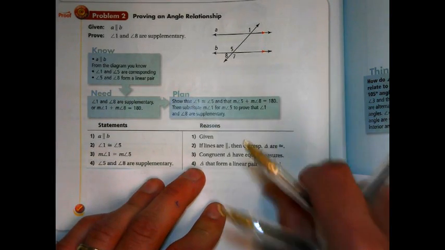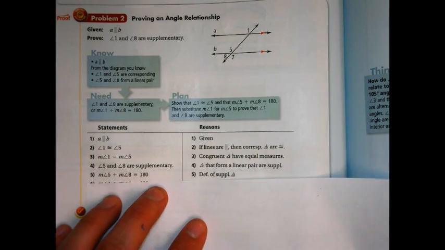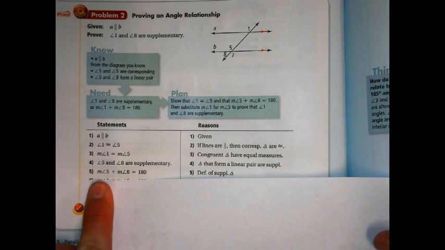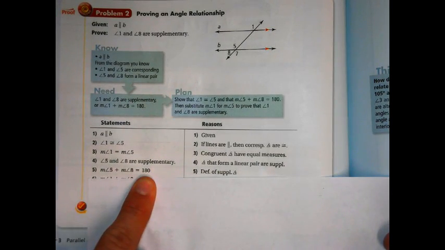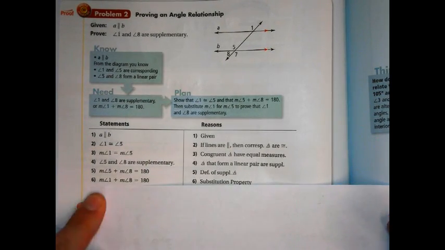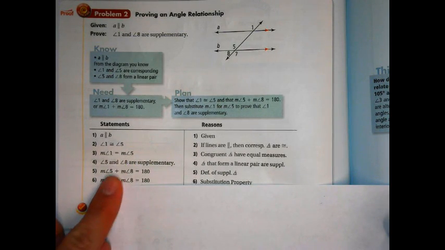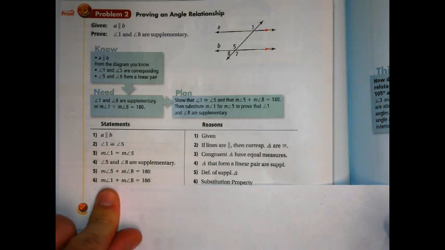Let's throw some math on that bad boy. If they're supplementary, the measures of the angles add to 180. That's the definition of supplementary. And if that's the case, guess what we can do? If the measure of angle 1 and the measure of angle 5 are equal, here's the measure of angle 5 and the measure of angle 8. Guess what we know? Angle 1 and angle 8. We can substitute angle 1 for angle 5.